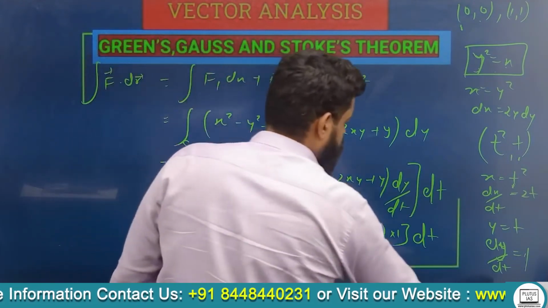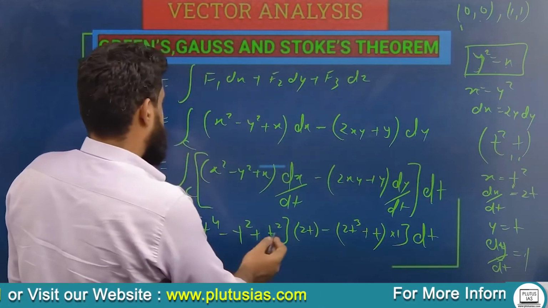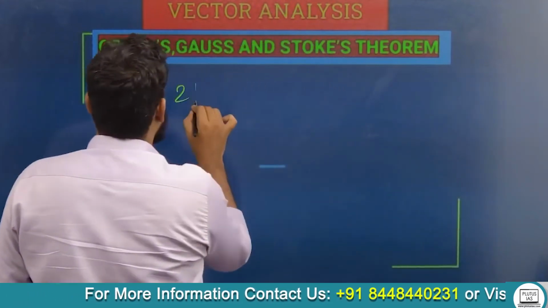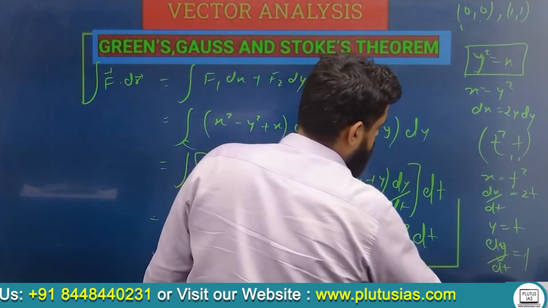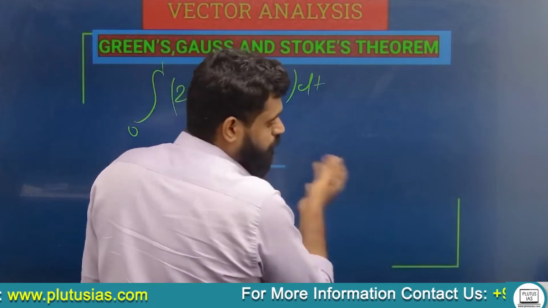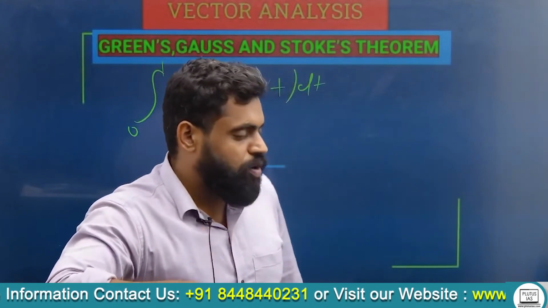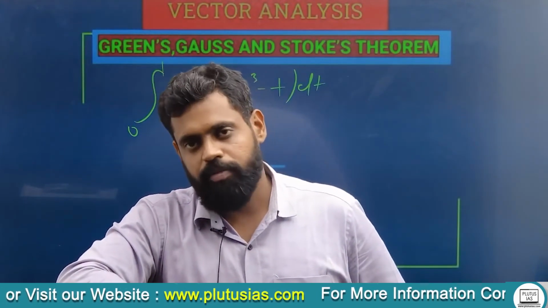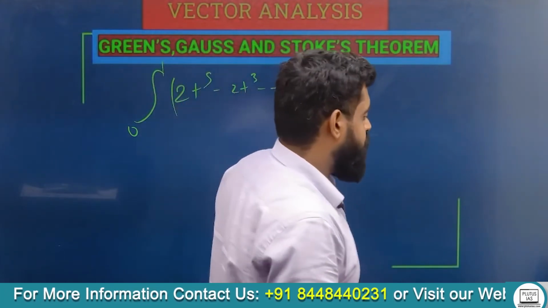So this would be the integral from 0 to 1, and this t square cancels out. We get 2 into t to the power 5, and from here we get 2t cube plus t with a minus sign, 2t cube minus t, and this is dt. Now this is a simple integration which you can easily solve. I won't be solving this. This question comes every year as a 10 marker in the UPSC optional examination. So I would always change into parametric form.